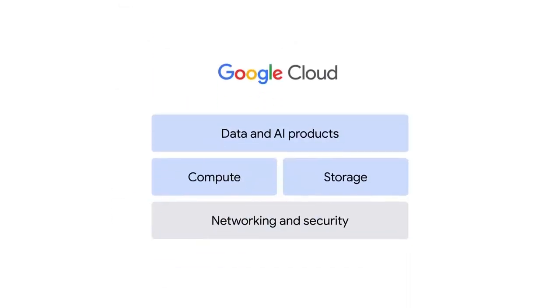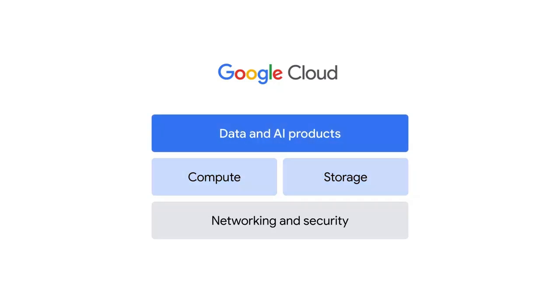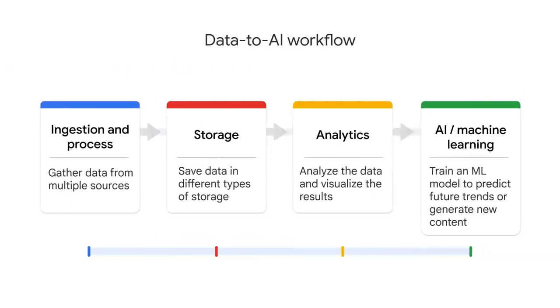You began with Google Cloud Infrastructure. Of the 3 layers, you explored the middle and top layers. On the middle layer sit compute and storage. Google Cloud decouples compute and storage so they can scale independently based on need. And on the top layer sit data and AI products, which enable you to perform tasks to support the data to AI journey, from data ingestion, storage, and analytics to AI and machine learning.